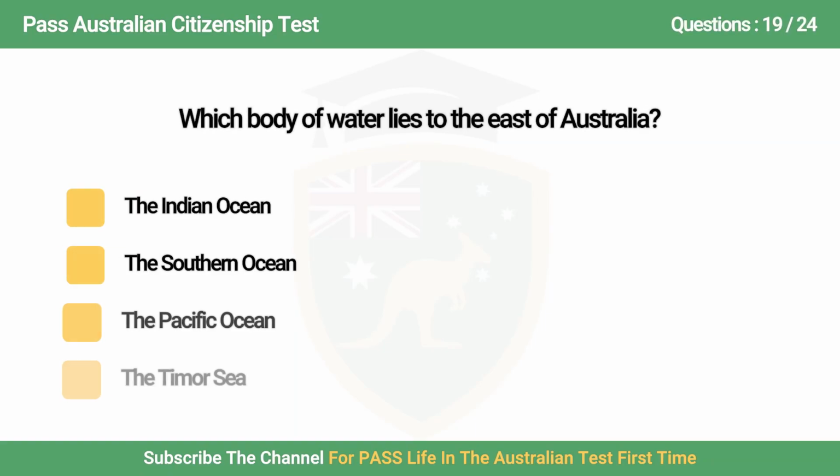Question 19. Which body of water lies to the east of Australia? A. The Indian Ocean. B. The Southern Ocean. C. The Pacific Ocean. D. The Timor Sea.